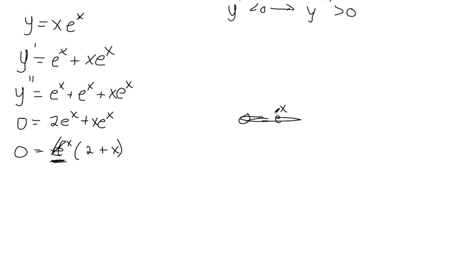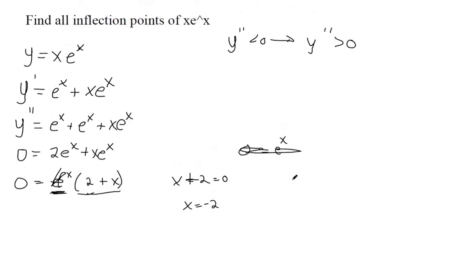It doesn't give us a place where the second derivative fails to exist either, because there's no divide by 0 problems, no square roots of negatives. But if we set this factored piece equal to 0, we do get a potential, x plus 2 equals 0. You get x equals negative 2. Negative 2 is a potential inflection point, okay? So here's negative 2 on our number line.